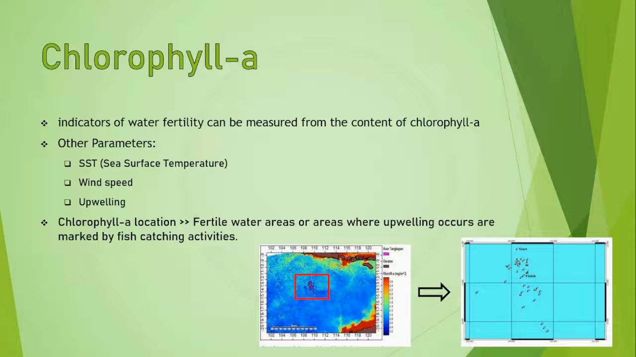Indicators of water fertility can be measured from the content of chlorophyll A. Water fertility is influenced by several parameters, for example sea surface temperature, otherwise known as SST, wind speed, and upwelling. One of the functions of mapping chlorophyll A location is that fertile water areas or areas where upwelling occurs are often marked by fish catching activities. One example of a fishing area in Indonesia is the Fishery Management Area, otherwise known as WPP.